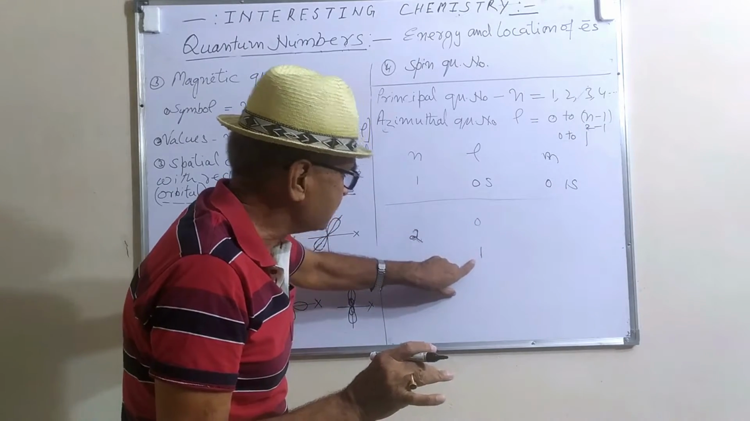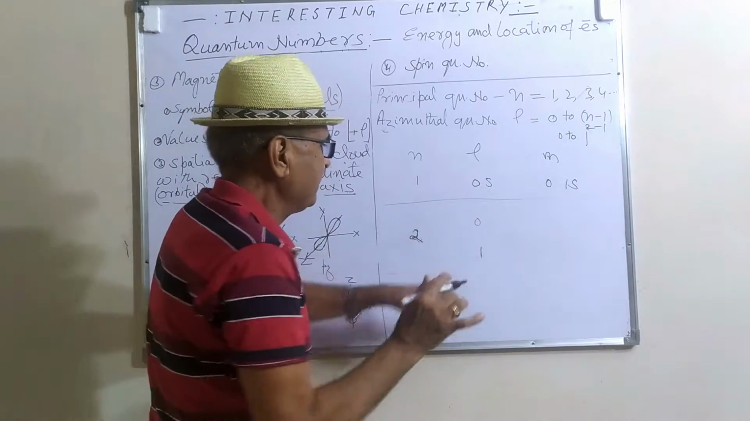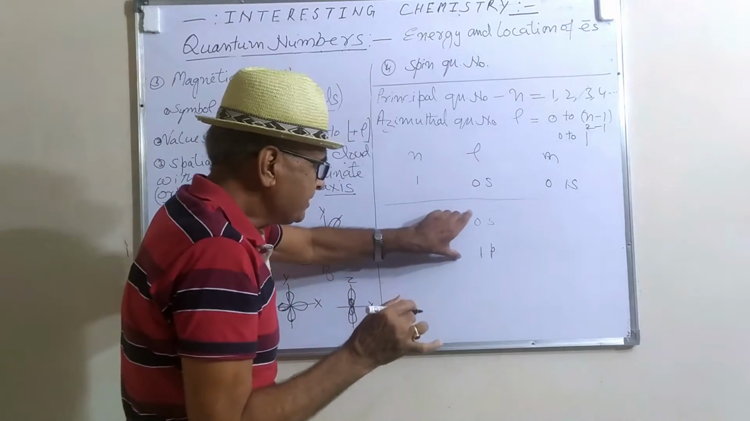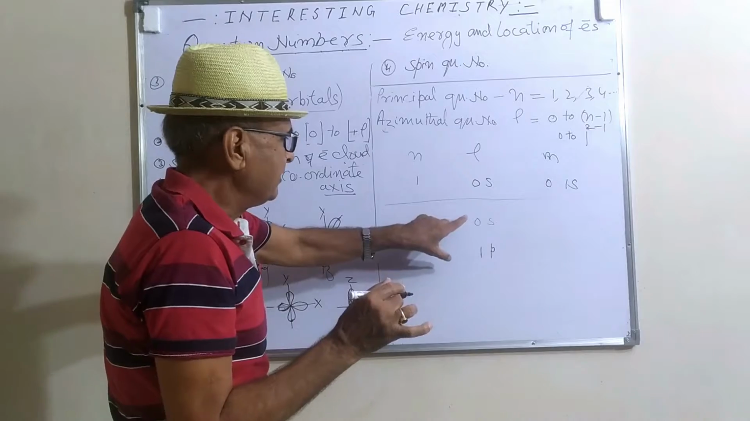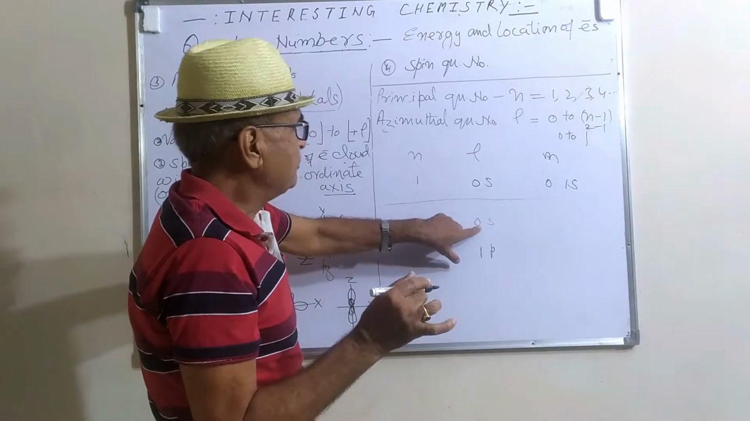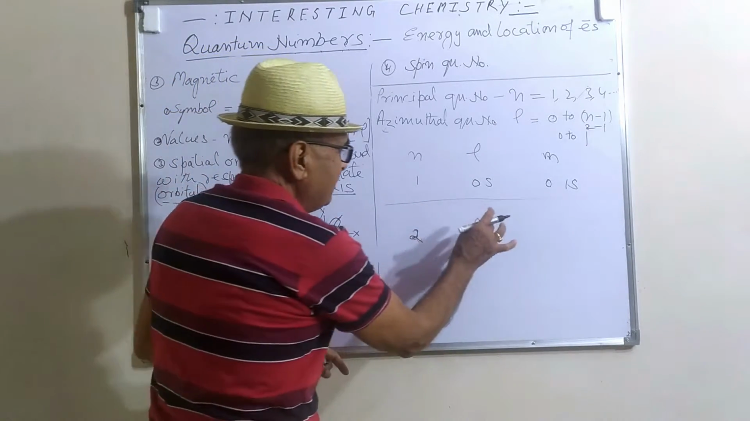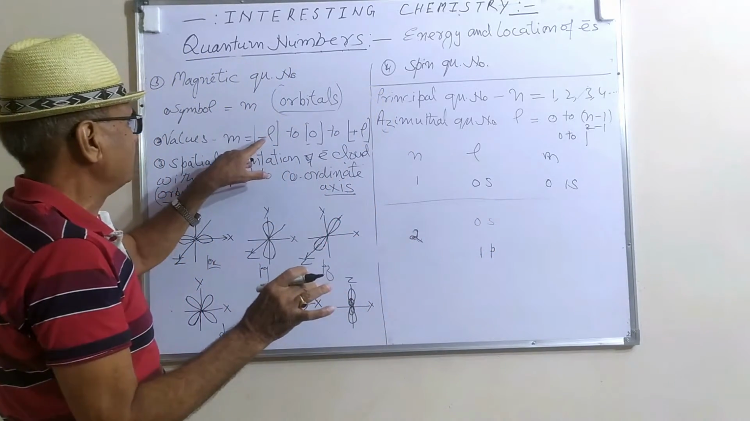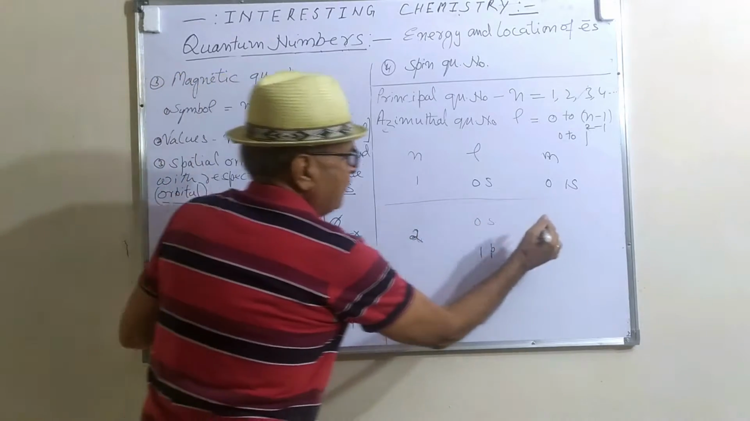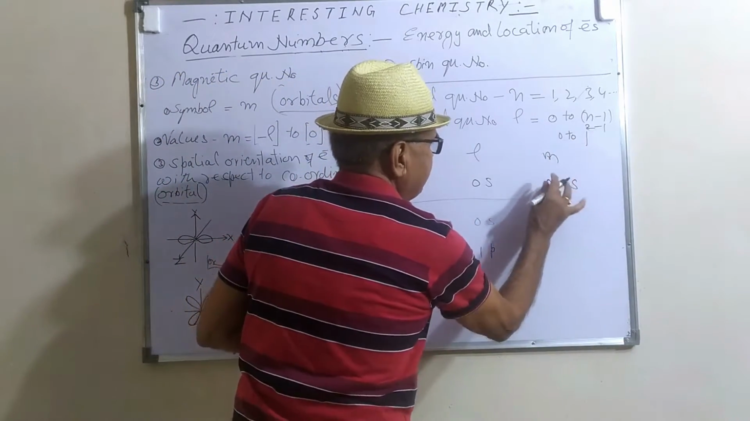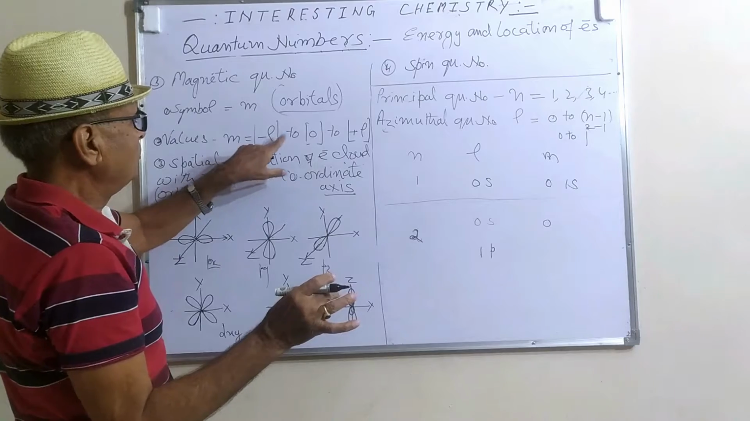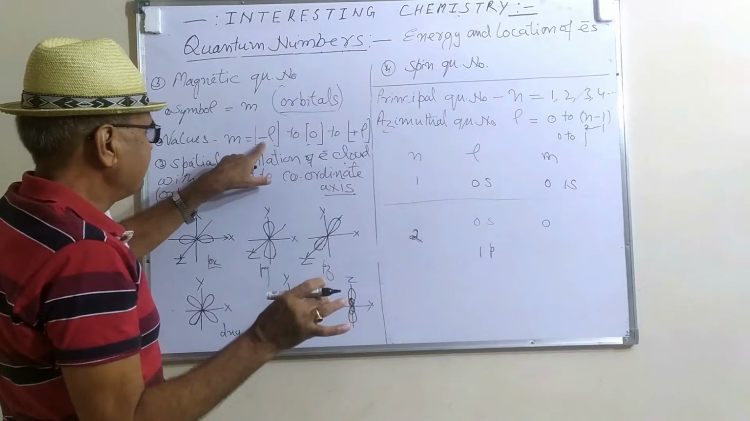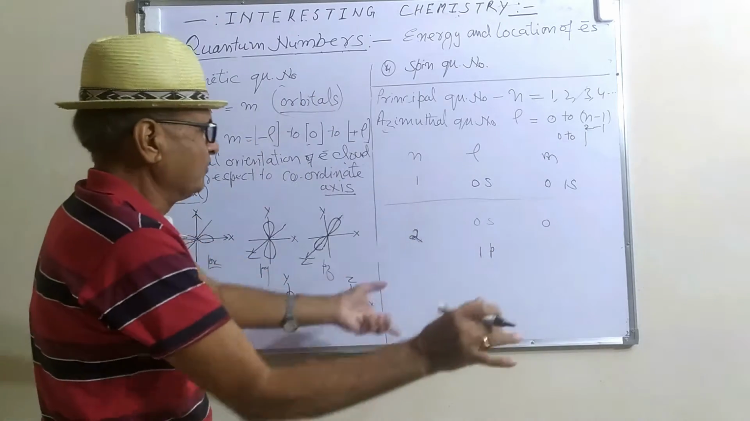These are the subcells, 0 and 1. This is S and this is P. Again, you will find the number of orbitals for S. For this 0, you will find 0, as I told you here, because 0 to 0 means 0.